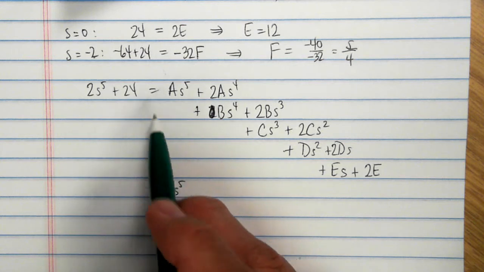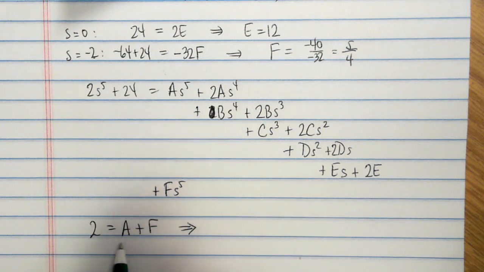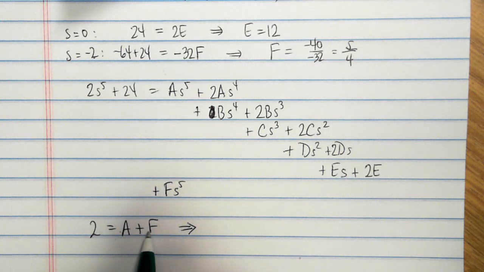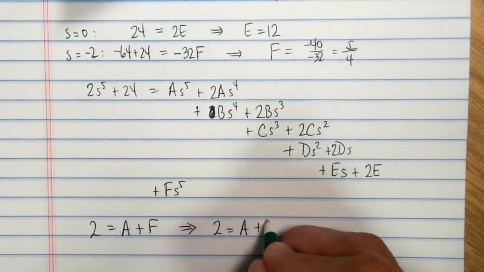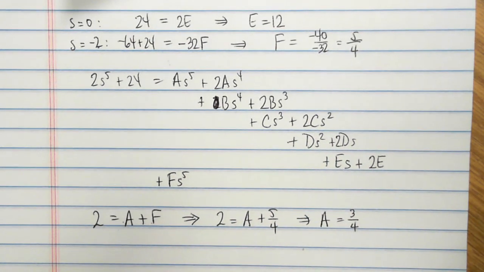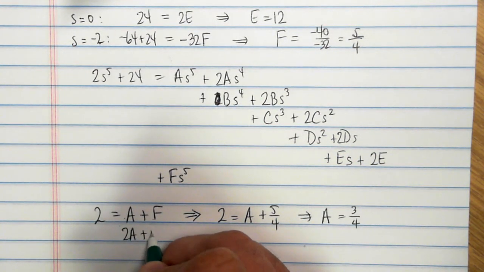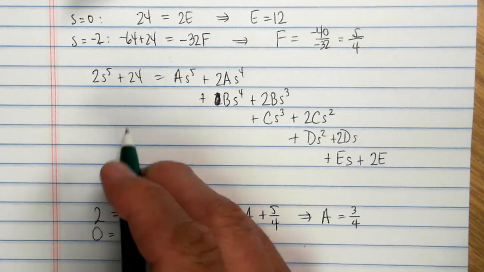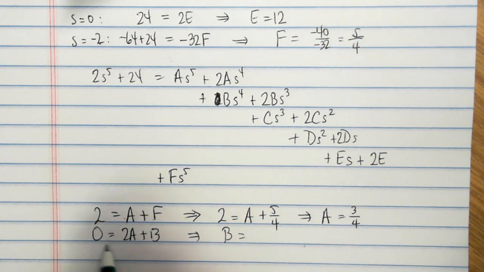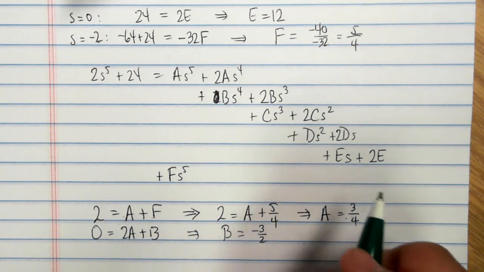So the s to the fifth terms, we have that 2 is equal to a plus f. Sorry, f we found earlier to be 5/4. And so therefore a is equal to 3/4. Okay, let's just continue down. So here I have 2a plus b equals 0. There's no s to the fourth on this side. So that means that b is equal to negative 2a. So b is going to be equal to negative 3/2 because I already know what a is.